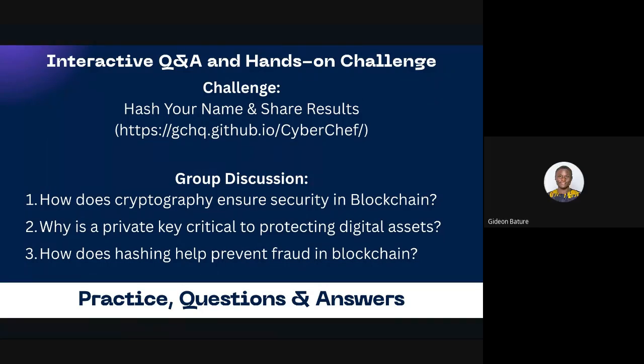Beautiful. I love this. So the second group discussion question says, why is a private key critical to protecting digital assets? Or in other words, what is the importance of a private key in protecting digital assets? Or how does it protect digital assets?